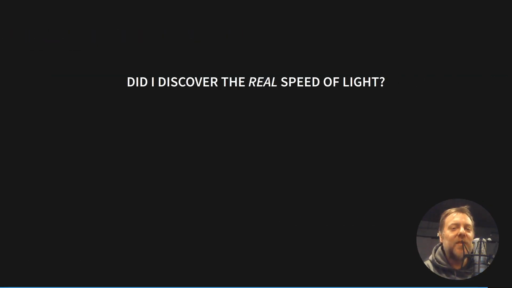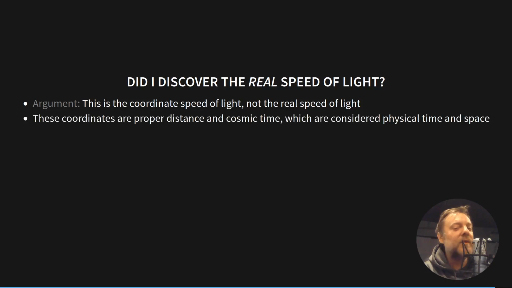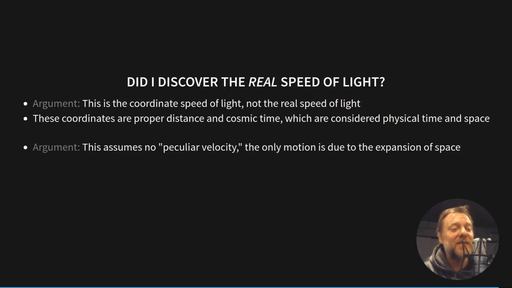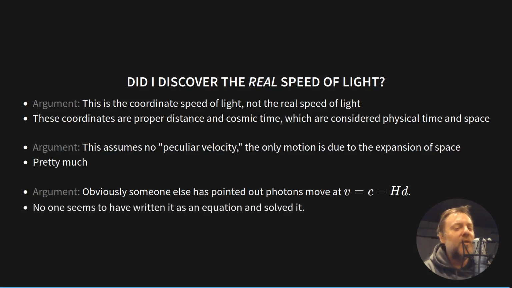So did I discover the real speed of light? Some may say that this is the coordinate speed of light and not the real speed of light, but the coordinates are the proper distance in cosmic time, which are considered physical time and space. This assumes there's no peculiar velocity and the only motions due to the expansion of space. Well, that's true. There's no length contraction due to special relativity happening. And obviously someone else has pointed out that photons move at v equals c minus Hd, but no one seems to have written down this equation or solved it.